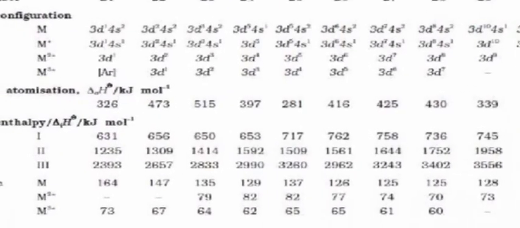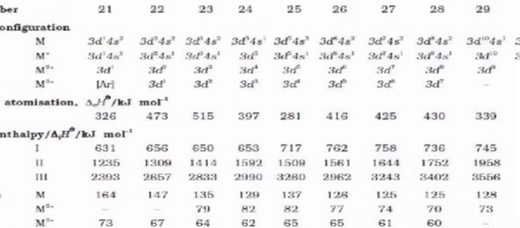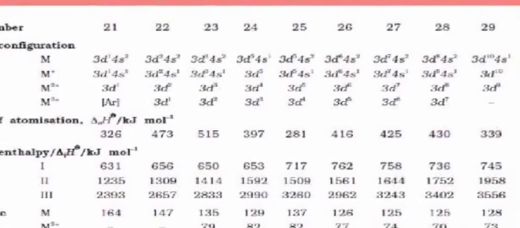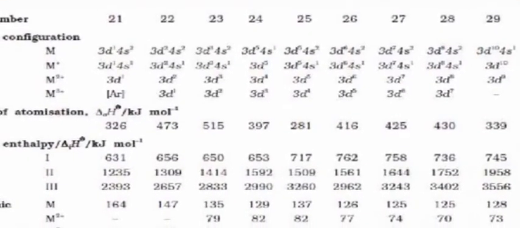It can be seen in this table also. The enthalpy of atomization is given here. For manganese it is 281, and for chromium it is 397. That means chromium has more tendency to form stronger bonds than that of manganese.